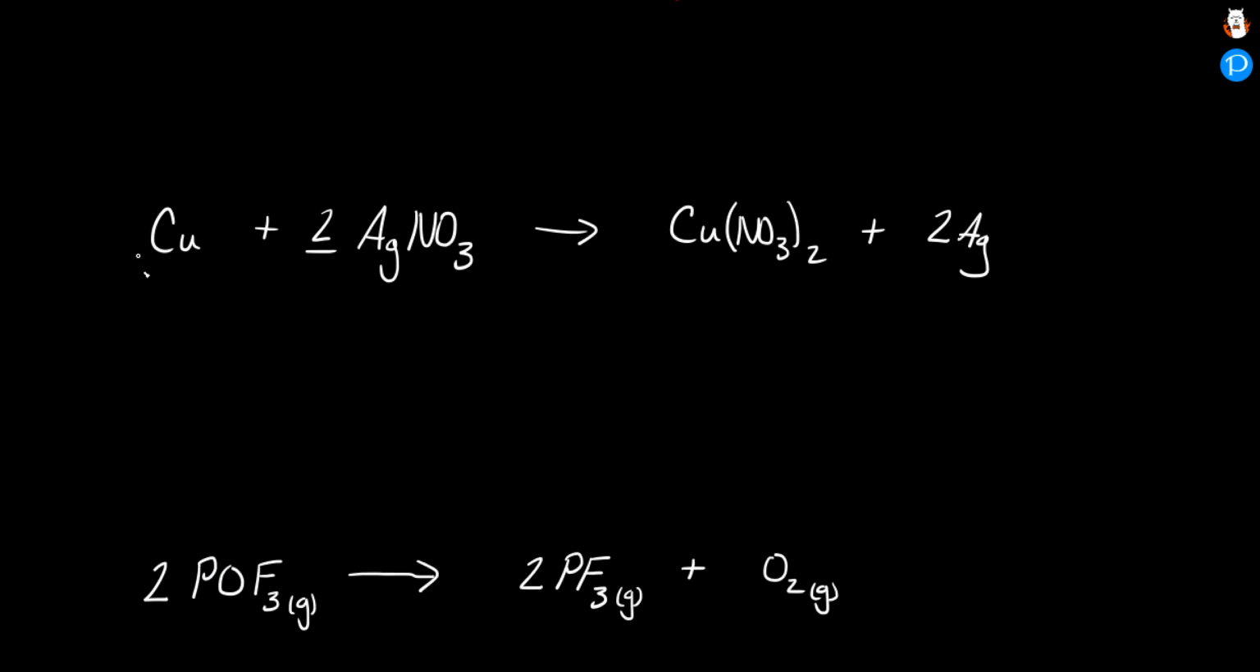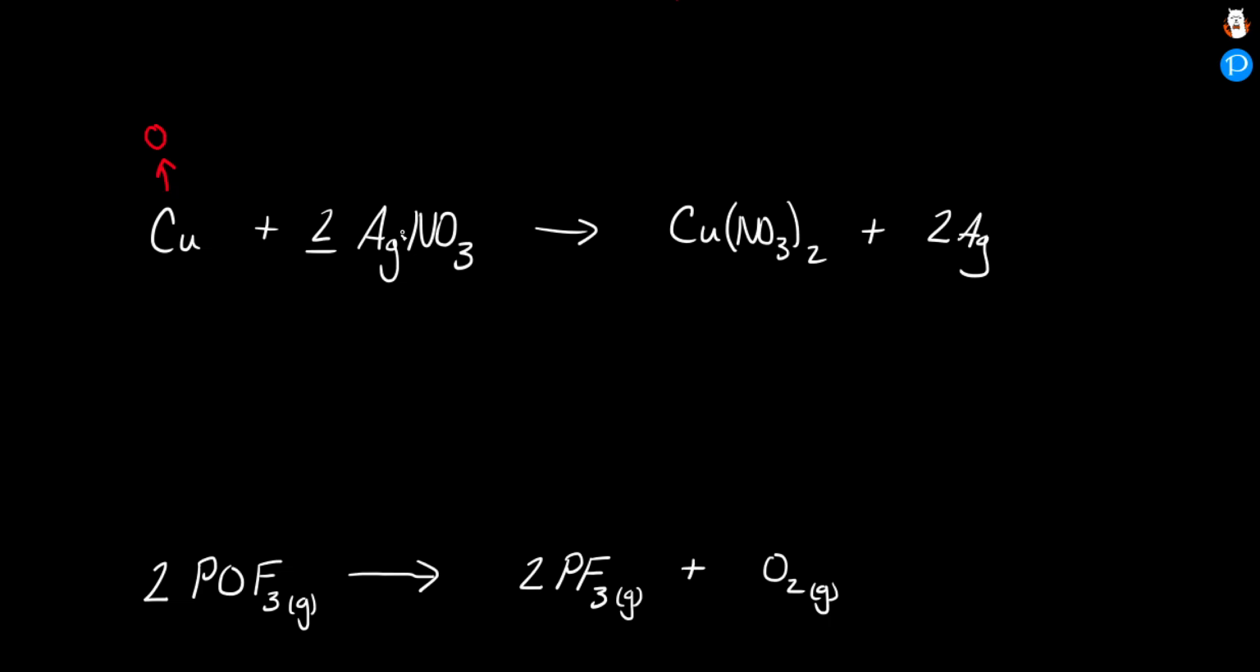Here we've got solid copper reacting with silver nitrate to make copper nitrate and silver metal. This is a single replacement reaction, what we've got happening here. So let's once again assign our oxidation numbers. Copper's by itself here at the beginning, so it would be 0.